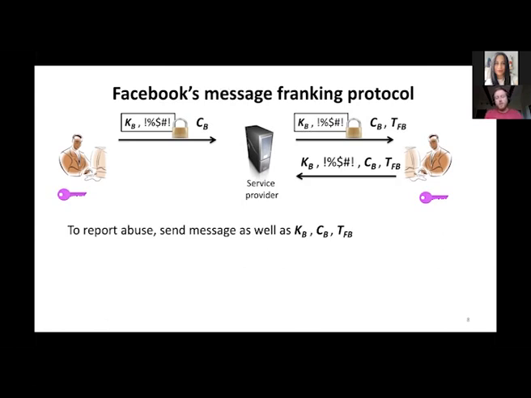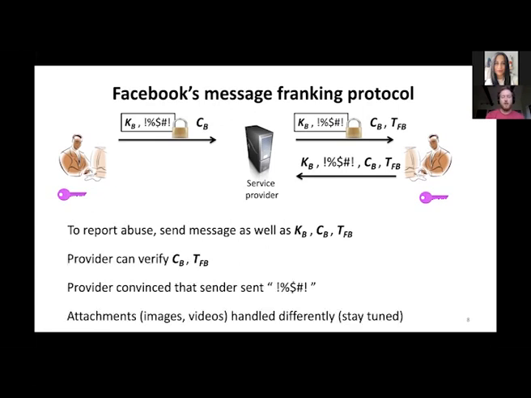Now, to report abuse, the recipient can then send this value, K sub B, the opening of this commitment, the message, the commitment value, as well as this symmetric signature, the MAC T sub FB, back to the service provider. And the service provider can then verify in turn the commitment C sub B, that in fact this matches the message that is being reported by the recipient, as well as that they in fact saw this commitment C sub B previously by checking this symmetric MAC T sub FB.